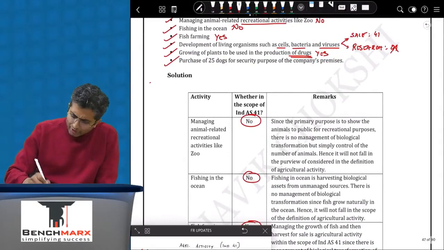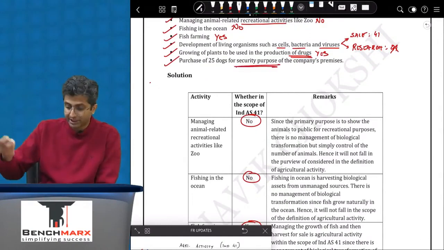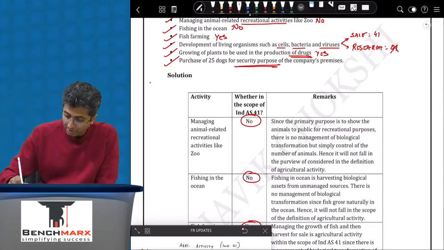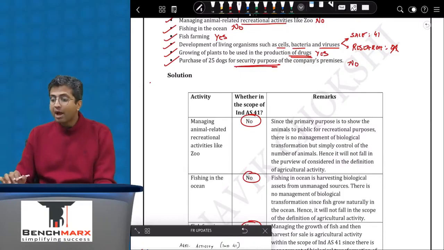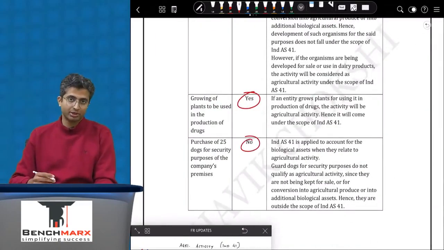Okay, and you have purchase of 25 security dogs, for the purpose of security. It's not for the purpose of sale or anything, but for the purpose of security of the company's premises. The answer is no, because you're not doing any agricultural activity over here.